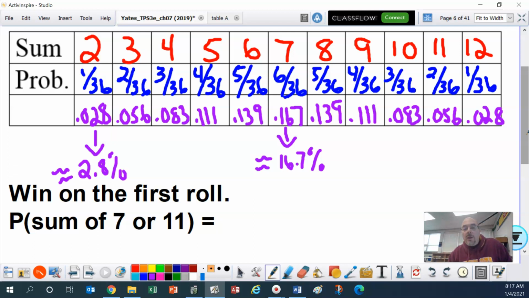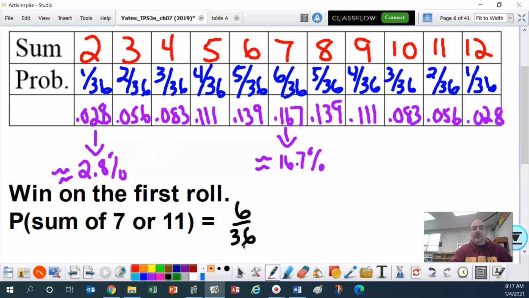All right, so just talking about the game of craps for a little bit. To win on the first roll, if you don't know the rules, ladies and gentlemen, is to roll a sum of 7 or 11. Well, 7 is the 6 out of 36, right?